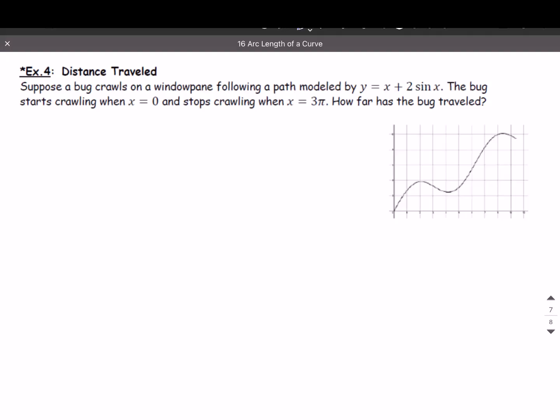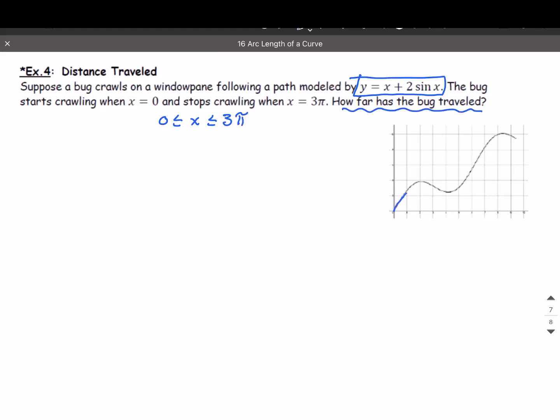The first one is a distance traveled problem. Suppose we have a bug crawling on a window pane, following a path modeled by the function y equals x plus 2 sine x. The bug starts crawling when x equals 0 and stops crawling when x equals 3 pi, so we're calling for 0 less than or equal to x less than or equal to 3 pi. How far has the bug traveled?